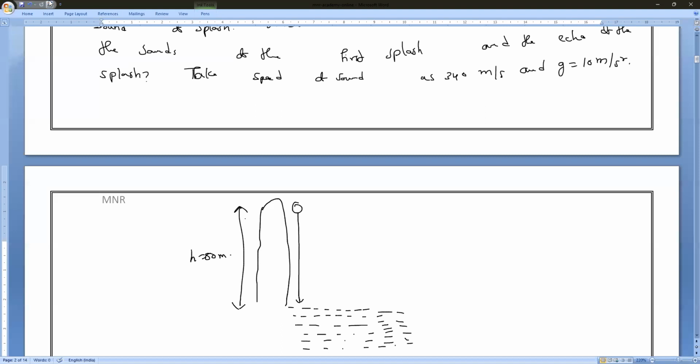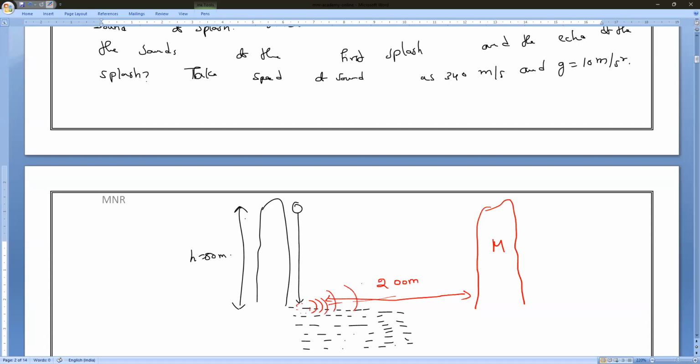What will it produce when the stone falls on the surface of the water? It will produce a splash. Now, this splash will start traveling, and there is another mountain at a distance of 200 meters away from that.